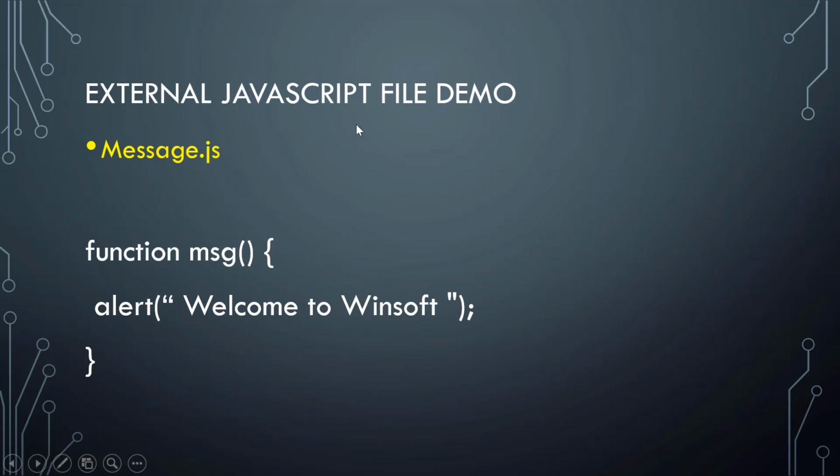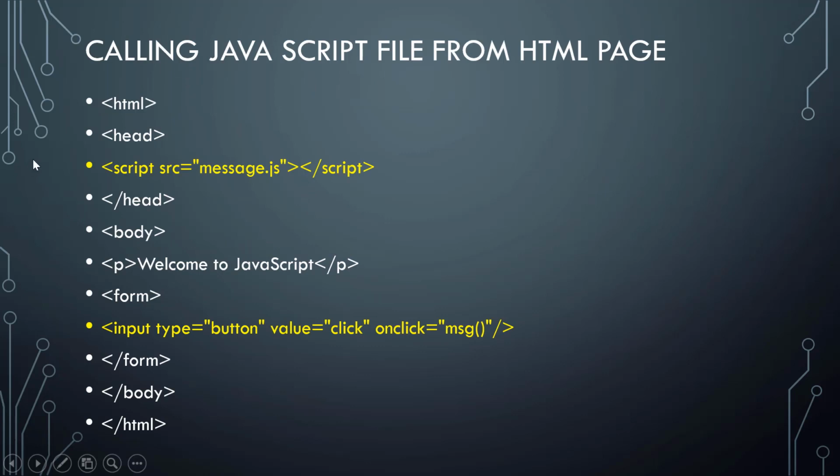You can see this, guys, external JavaScript file demo message.js, and this is the file I have saved. And what I wrote here: function message, MSG is my function name. Function is a keyword here. Curly brace open close, alert welcome to Winsoft. Okay, you can write window.alert, guys. You can also write window.alert together, or only alert also works fine without any issue. And then you can see this, how to call this message.js in our HTML page.